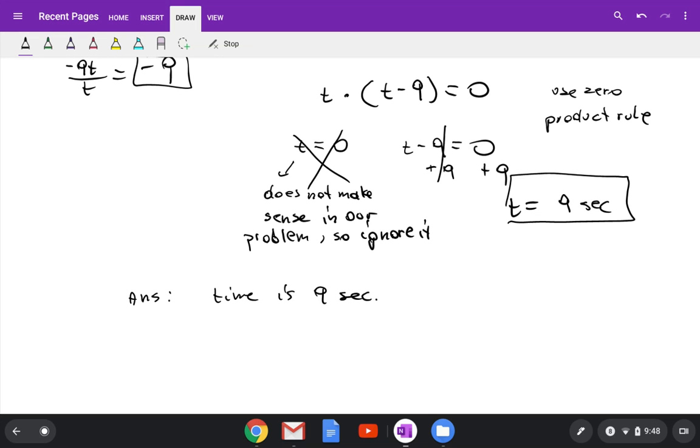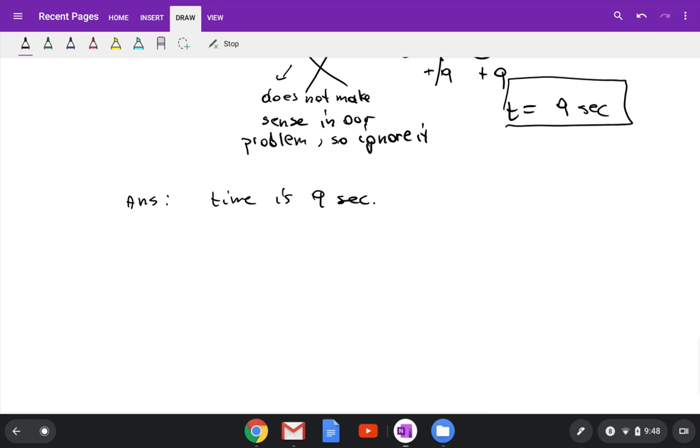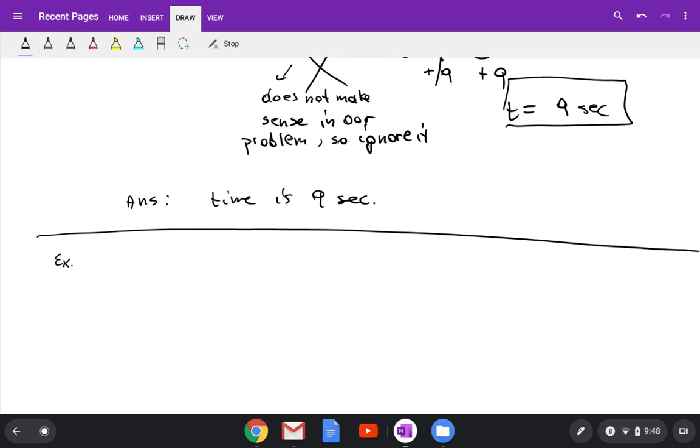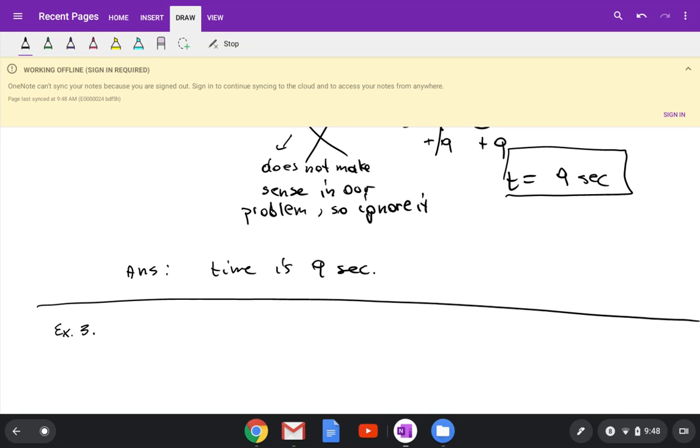Okay, and next, so I went over two solutions. I want to solve one extra example. So that's the last example with quadratic equations. So this is example 3.